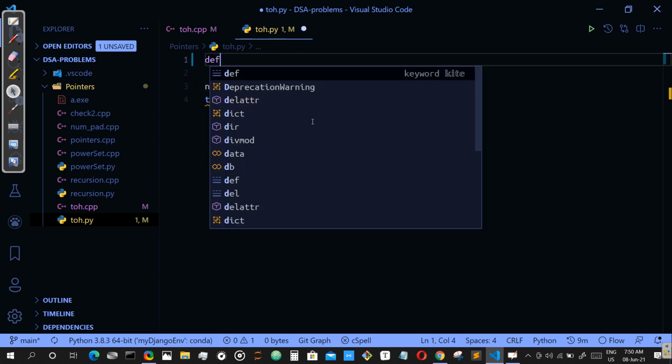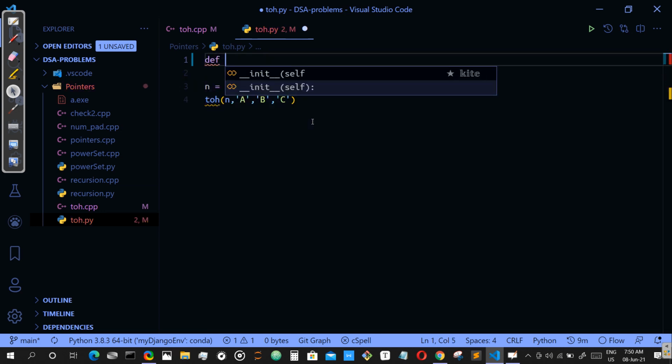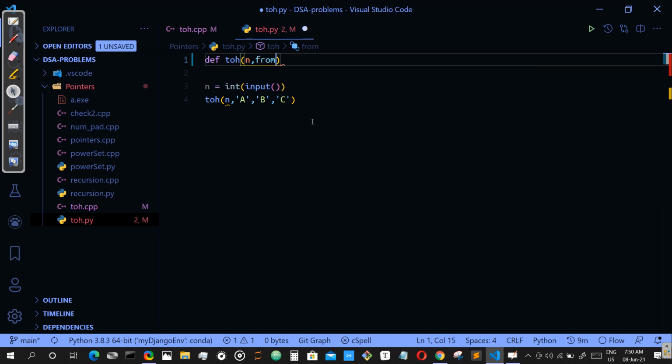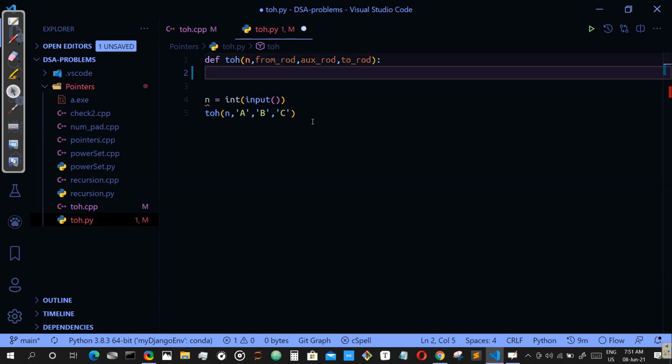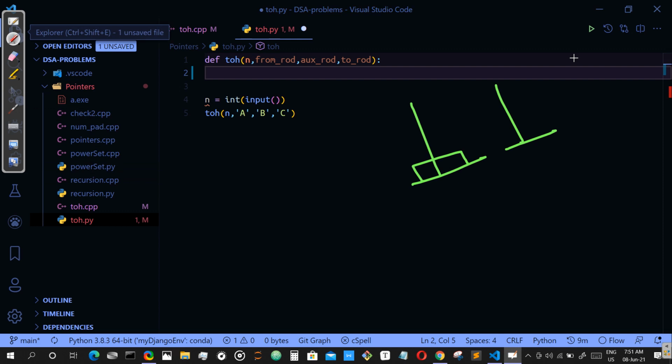Now you have to design the function. def TOH, which means Tower of Hanoi, with n, and we pass a from rod, an auxiliary rod, and a to rod. These are only names, we have to manipulate them. Now you have to check for the base case. What will be the base case? Imagine you have only 1 block here and you have 3 rods. You just have to move this block 1 from the from rod to the to rod. You don't have to do anything else. So that is your base case.